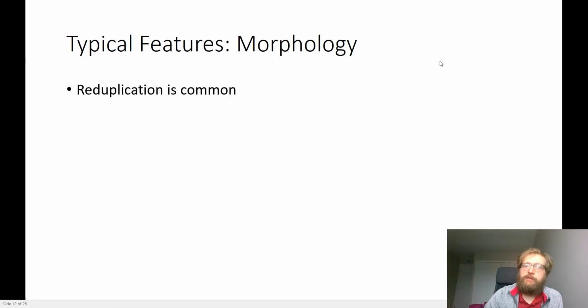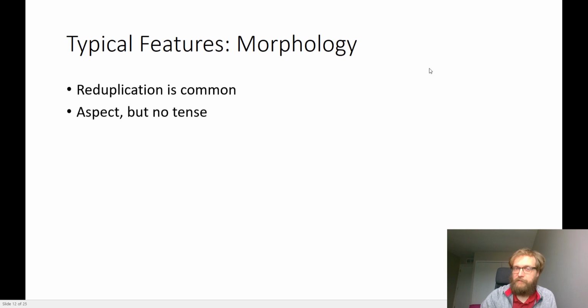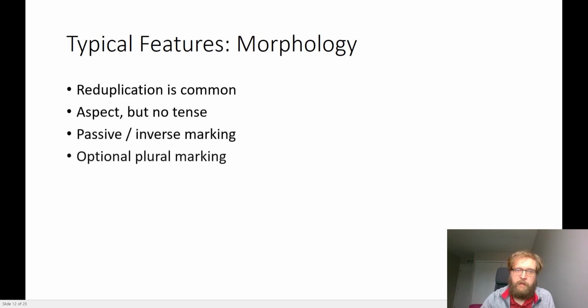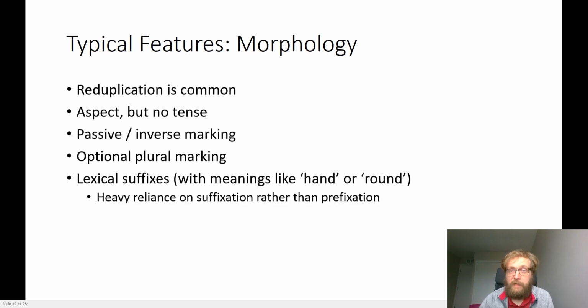Morphologically, these languages are known to be complex. It's very common for them to have all sorts of reduplication patterns, to not have tense systems, but to have other aspectual markers instead, as well as optional plurality. Again, very not super common in the world's languages. They're polysynthetic languages typically, with a number of lexical suffixes that add derivational meaning, with a lot of suffixes rather than prefixes, again, all together in this area.